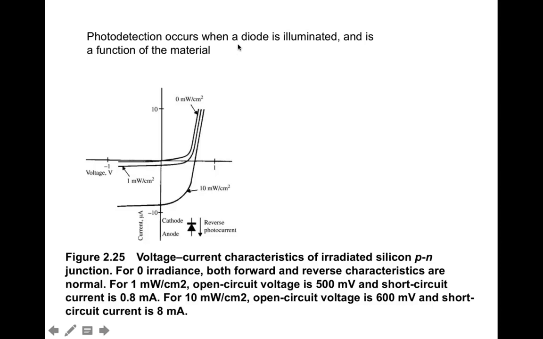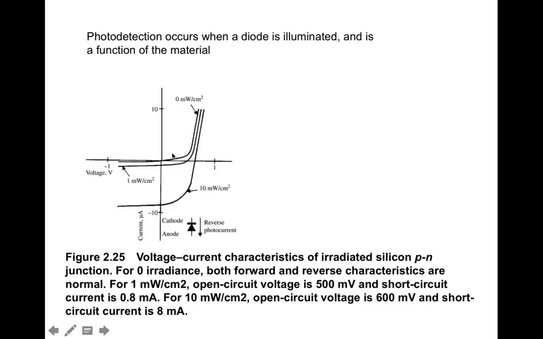So then you have to somehow receive the light, and photo detection typically occurs when you illuminate a diode. So a diode would be a p-type and n-type material placed in contact with one another. The current voltage characteristic for the diodes are shown here, and when you have irradiated junctions, it basically generates a current. So you can see that these are different levels of radiation. So this is 0 radiation.